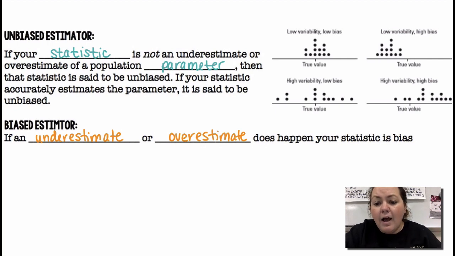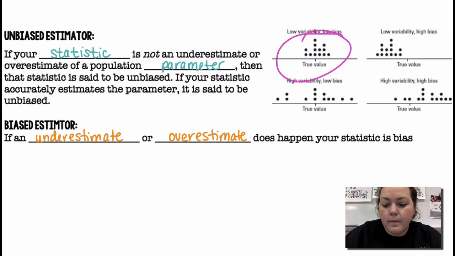The next one, I have high variability because it's very spread out, but low bias because the majority of the points are closer to the truth. And then the last one, it's spread out, so I have high variability, and I have high bias because the majority of the points are not near the true value. So you want to have low variability and low bias. That is the goal. This is what we're looking for.